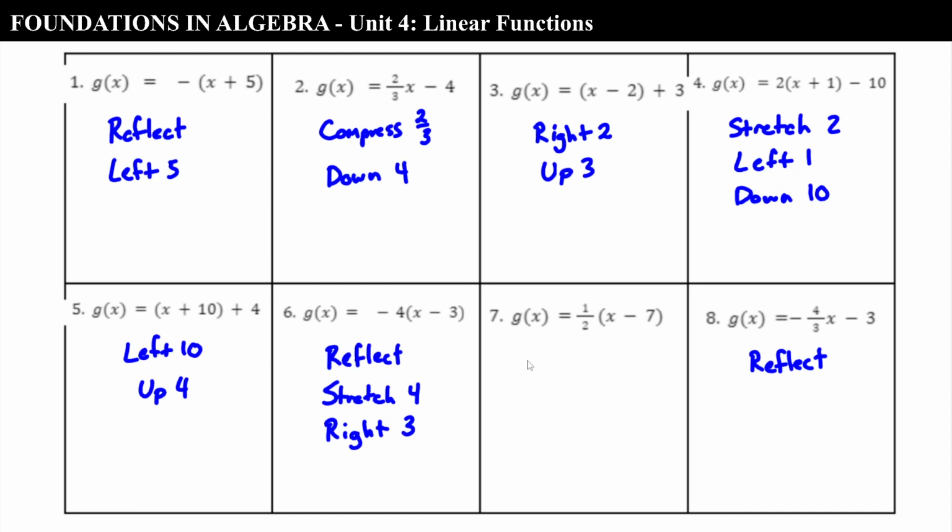For 7, we have a compression of 1/2. And we're going to the right 7. And then finally, for number 8, we said it was reflecting thanks to the negative. 4/3 is greater than 1, so we have a stretch of 4/3, and we're going down 3, since that minus is not in a parentheses.